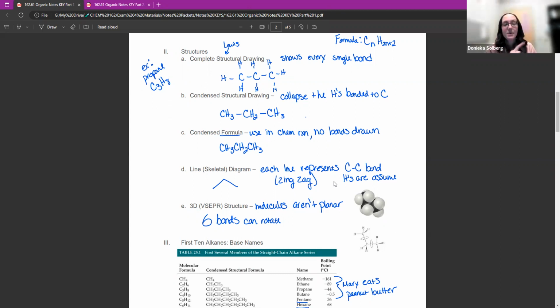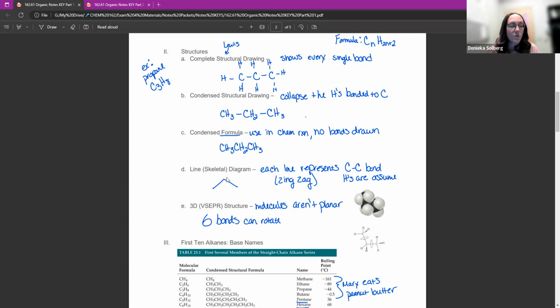Okay, and the way you do it is in a zigzag fashion. So I can see that this is 2 lines. So each end is a carbon. So there's carbon here, and a carbon here. Now, it doesn't show any of the hydrogens or anything, but in organic chemistry, we assume each carbon is full. Each carbon has 4 bonds on it.